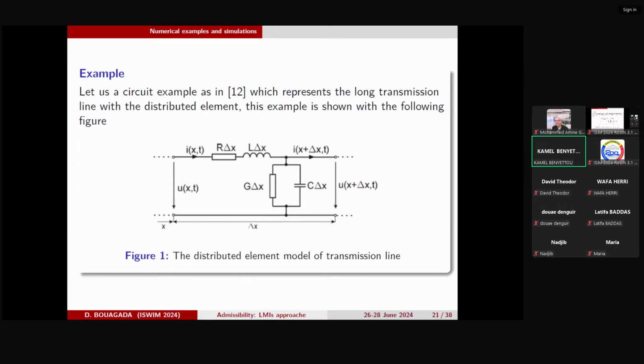As an application, as we do in a survey paper or a presentation, we present a practical problem with the circuit RLC problem, whose general solution has been discussed by Professor Kaczorek and Rogowski in 2015, perhaps, which represents a long transmission line with distributed elements. This example is shown in the following figure.